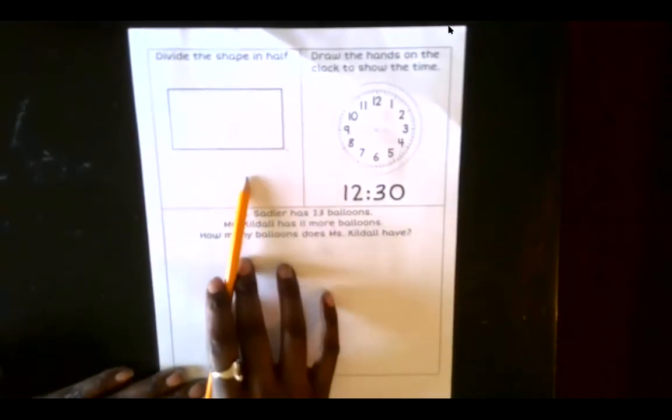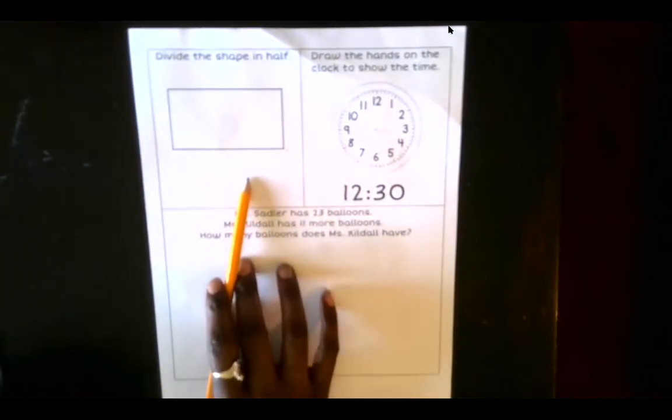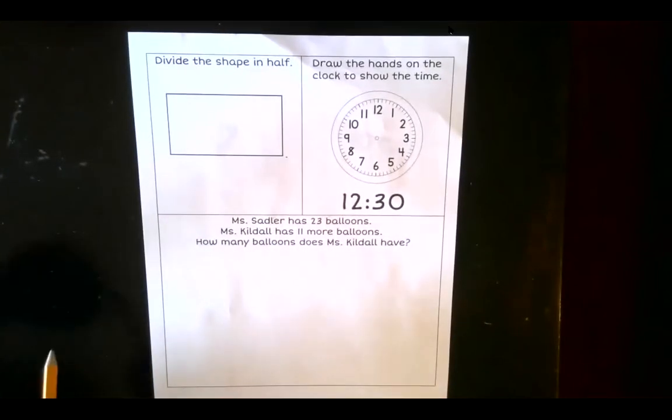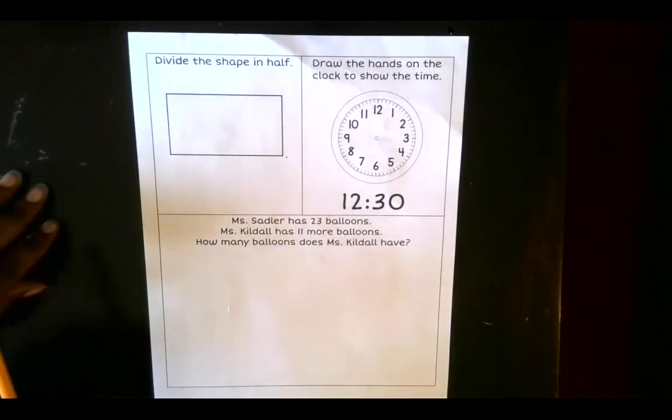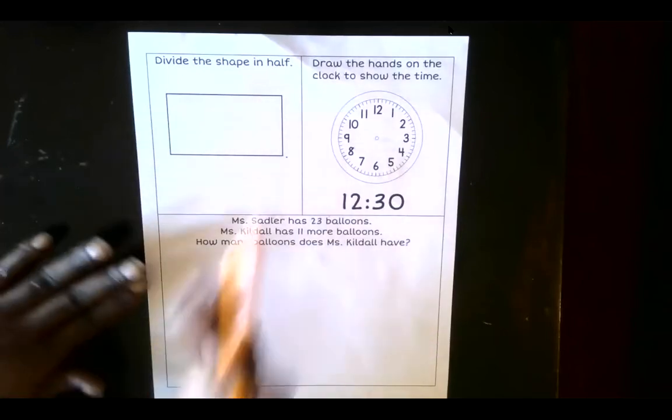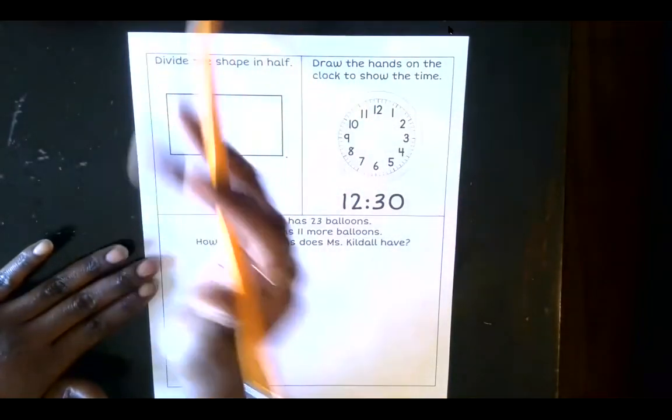Divide the shape in half. This goes back to when we used to talk about fractions, boys and girls. And so we need to divide this shape in half. So to do that, that means 2 equal parts. They have to be the same. So in half means 2 parts.